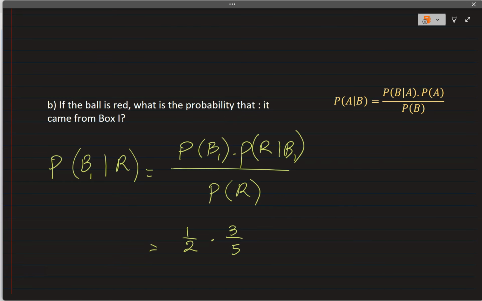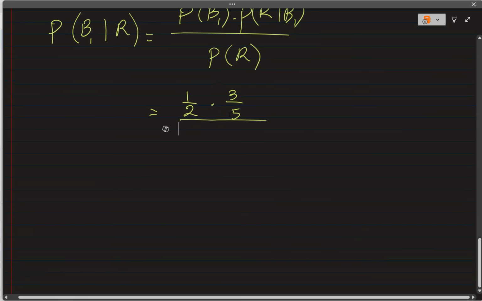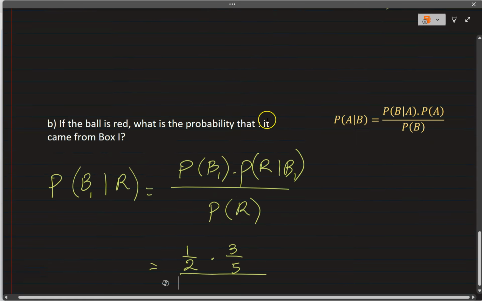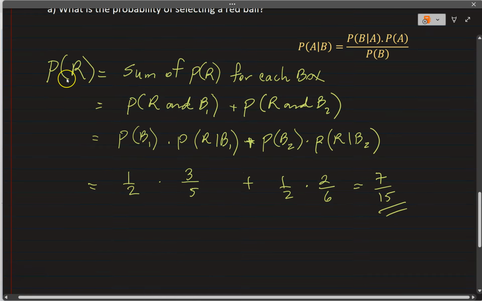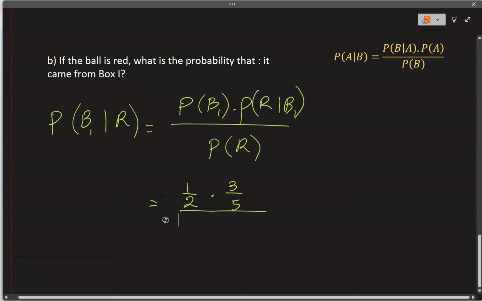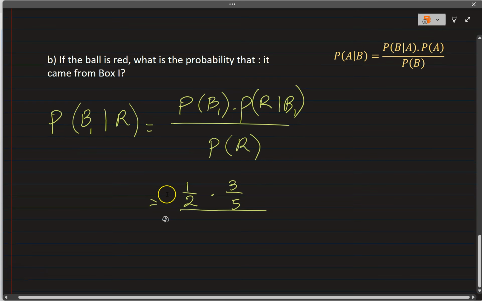Okay. And you multiply the top, divided by, and this is the part you have to be aware of, the total probability of red. We already calculated that. That's right here, probability of red. That means the sum of all the probabilities for each box, which is 7/15. Or you can rewrite the entire thing and put it in the denominator. But we already have the probability of red, and we just have to plug it in. That's 7 over 15.